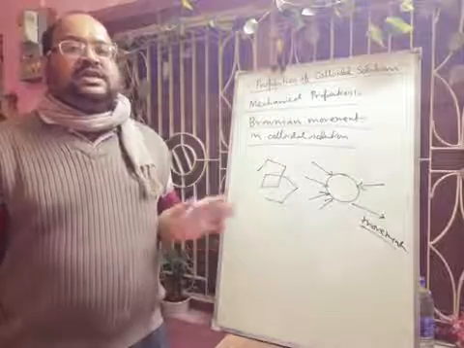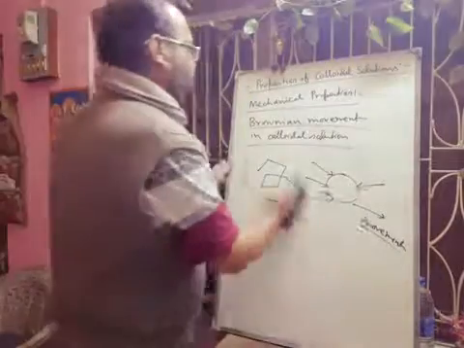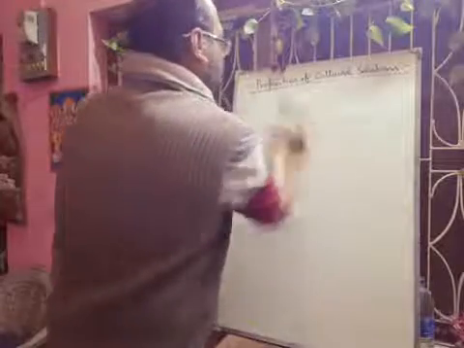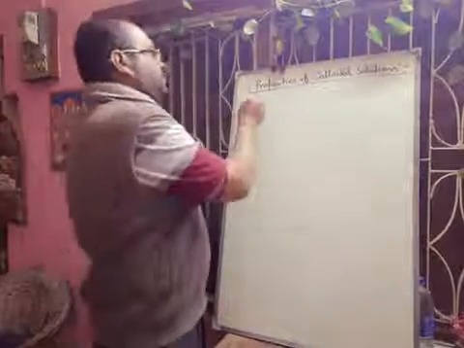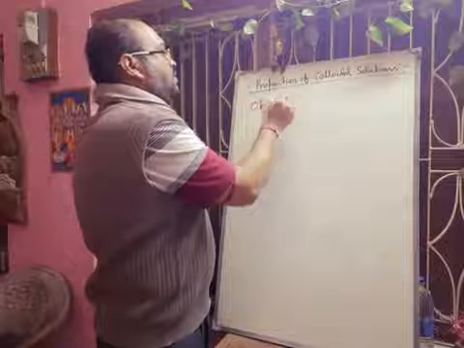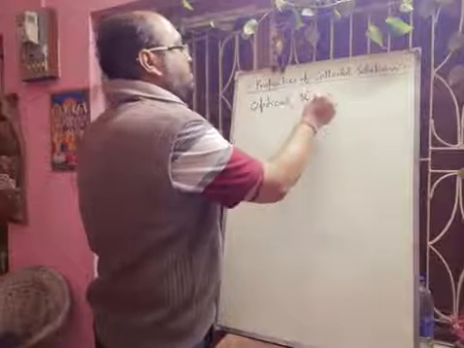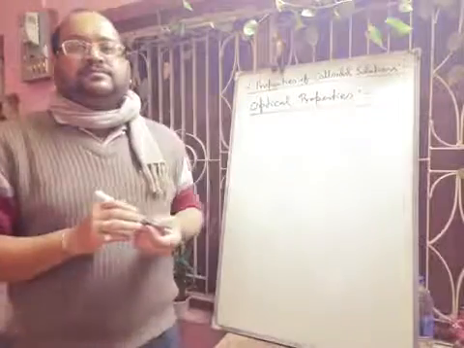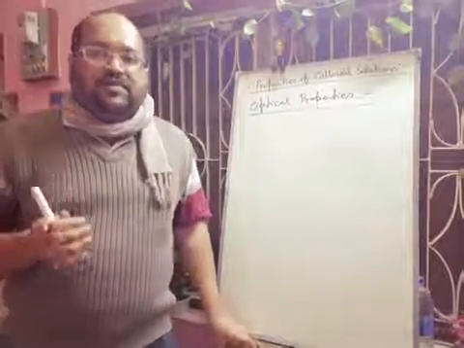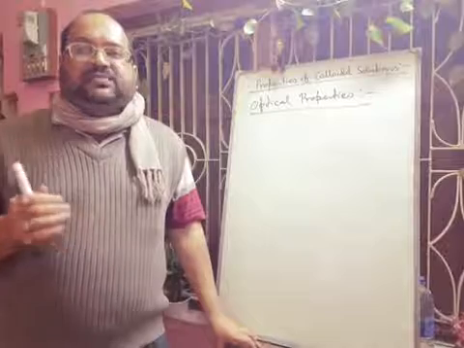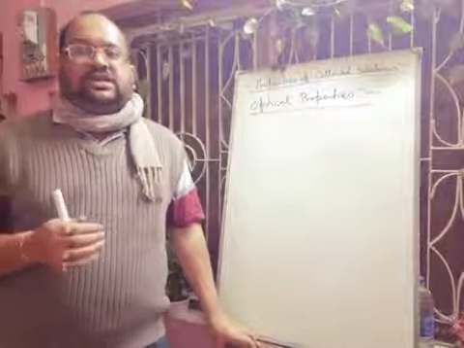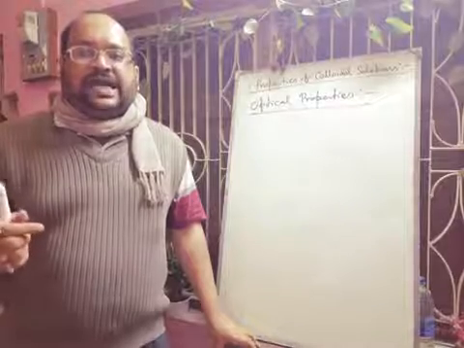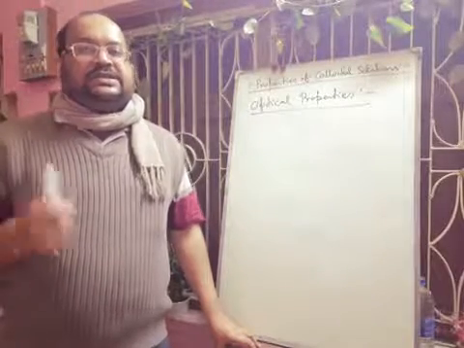Next we will discuss the optical properties. When a strong beam of light is passed through a colloidal solution, the path of the light becomes visible when viewed from a direction at right angle to that of the incident light.